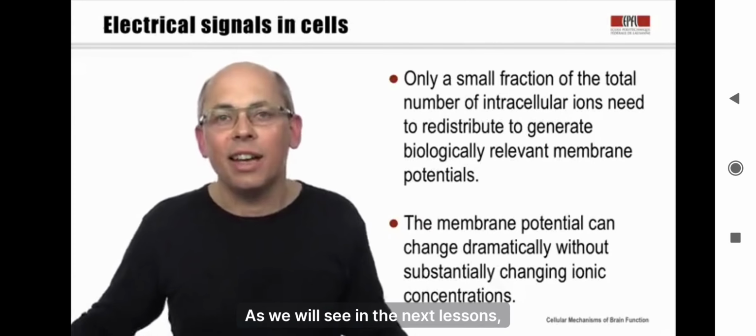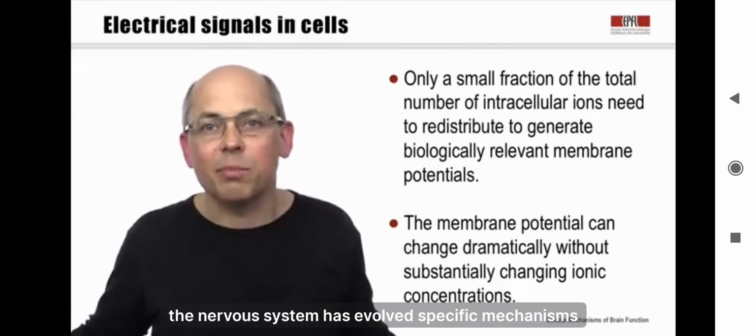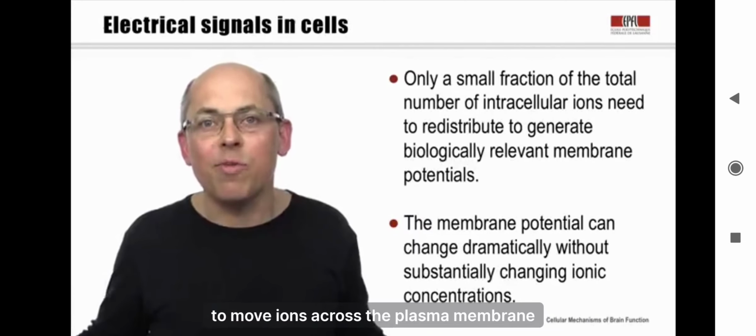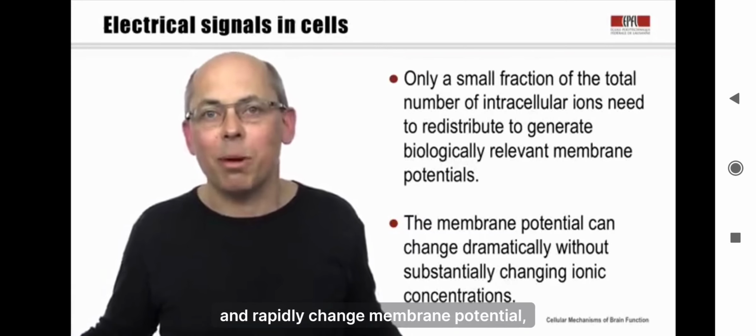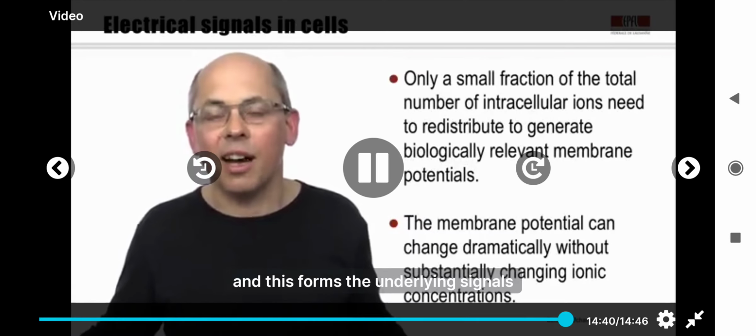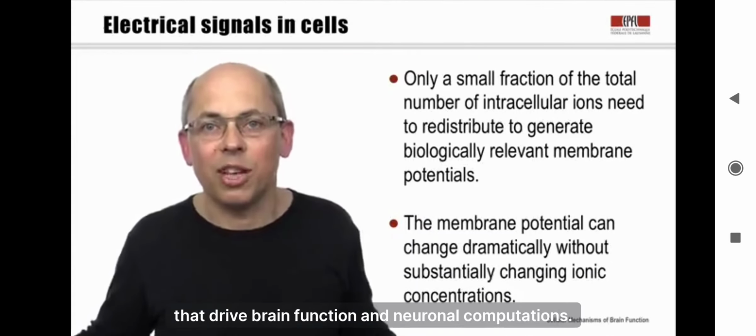As we'll see in the next lessons, the nervous system has evolved specific mechanisms to move ions across the plasma membrane and rapidly change membrane potential, and this forms the underlying signals that drive brain function and neuronal computations.